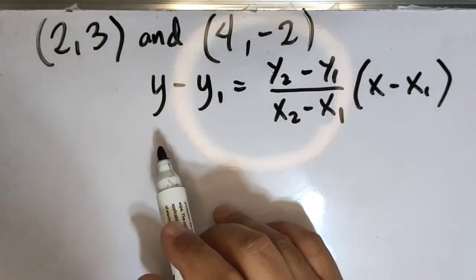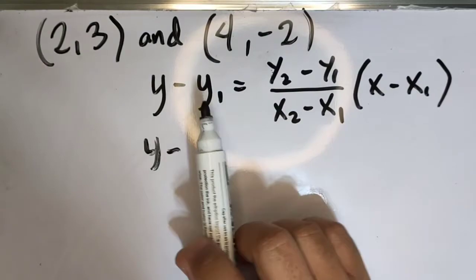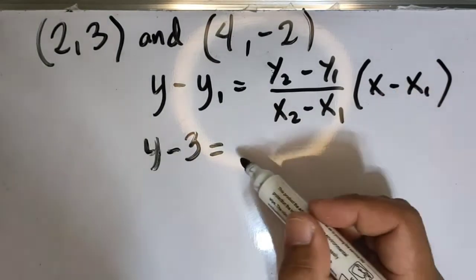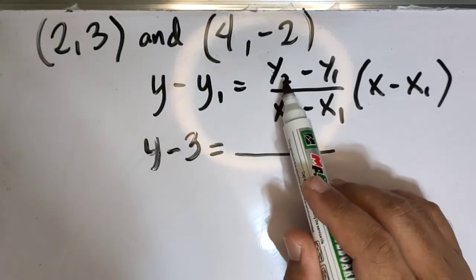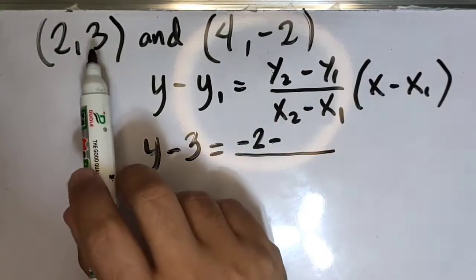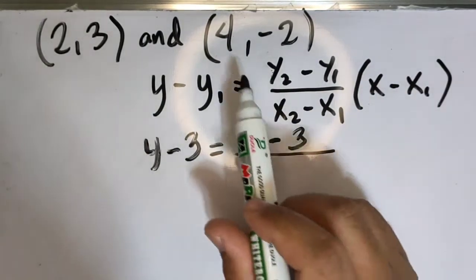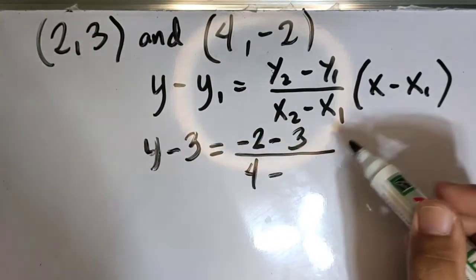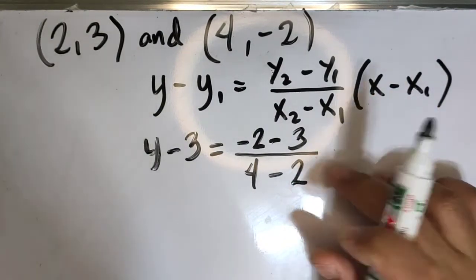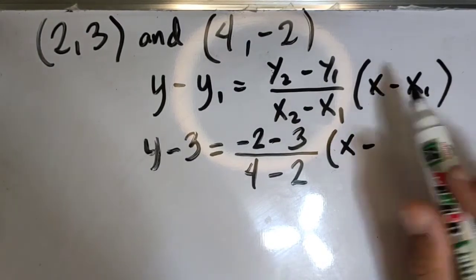Okay? So, we now have y minus y sub 1 is 3. So, y minus 3 is equal to y sub 2, negative 2. So, negative 2 minus y sub 1 is 3. So, minus 3 all over x sub 2 is 4 minus x sub 1, 2. So, 4 minus 2. And then, times the quantity x minus x sub 1 is 2.